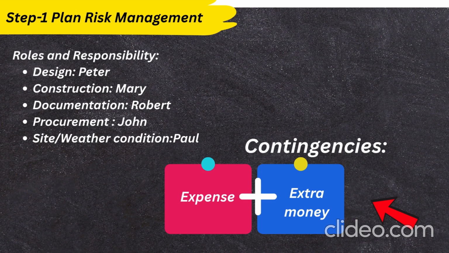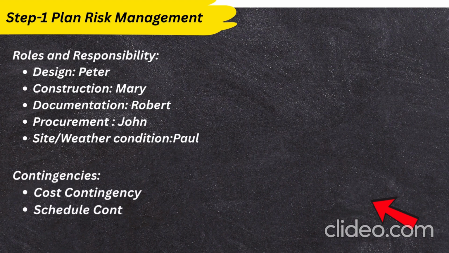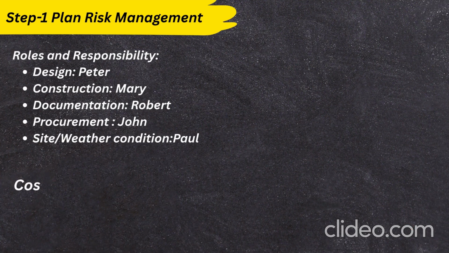Similarly, when the project manager plans the project and is writing the risk plan, he mentions some extra cost, that is cost contingency, or some extra time, that is schedule contingency, or some extra resource, that is resource contingency, which can be utilized during some unplanned things which comes in the project. So now we will add first the cost contingency.